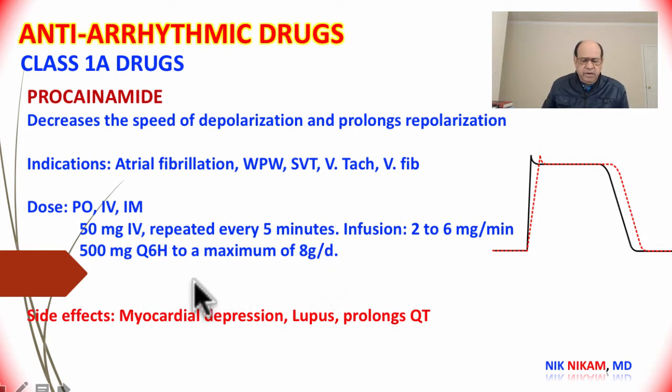Procainamide can cause myocardial depression, and one of the major side effects of Procainamide is lupus, and based on this you can guess it prolongs the QT interval.